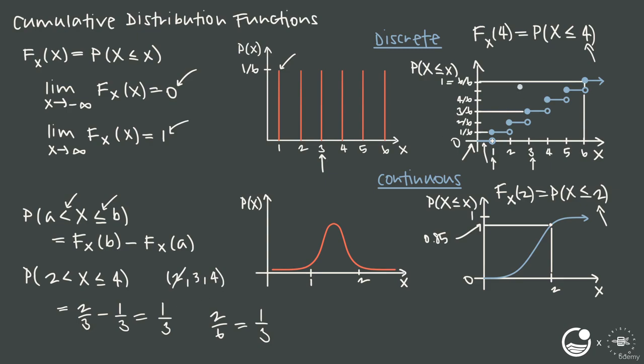So we can also use our cumulative distribution, whether it's for a discrete or continuous random variable, to calculate the probability that the random variable will take on a value in this particular interval.